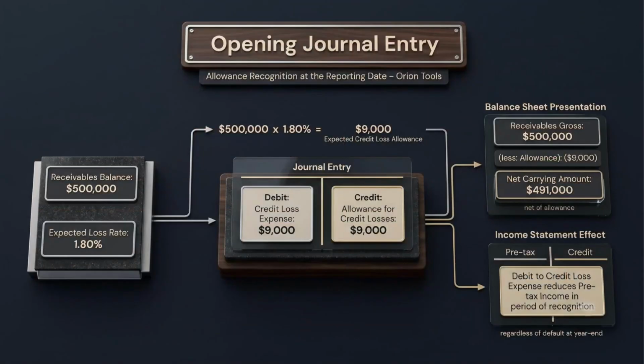The calculation is straightforward. Orion has $500,000 of receivables and an expected loss rate of 1.8%. 500,000 multiplied by 1.8% equals $9,000. The journal entry is debit credit loss expense for $9,000 and credit allowance for credit losses for $9,000. The receivables are presented net. So $500,000 gross receivables less a $9,000 allowance gives a net carrying amount of $491,000. The entry balances, and the income statement reflects the expected loss now.